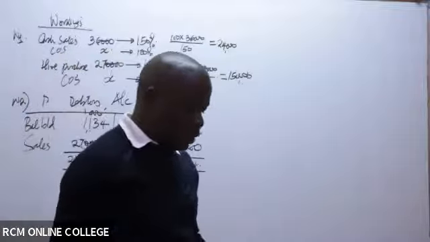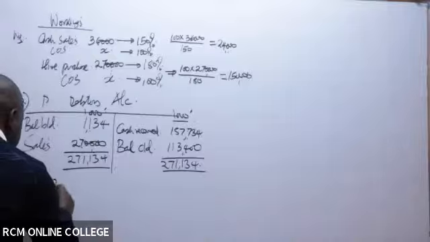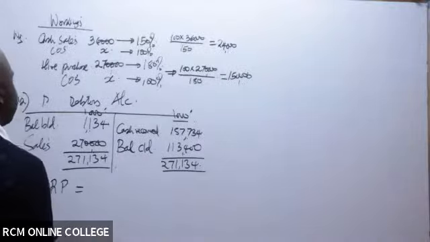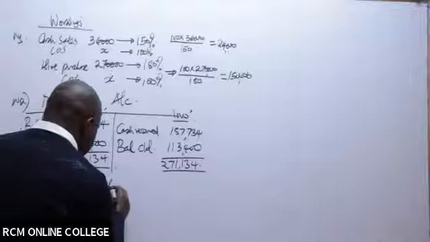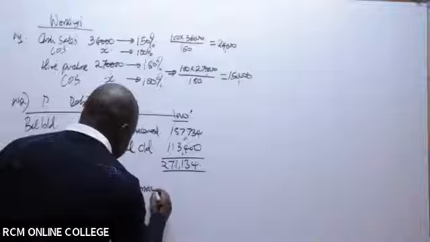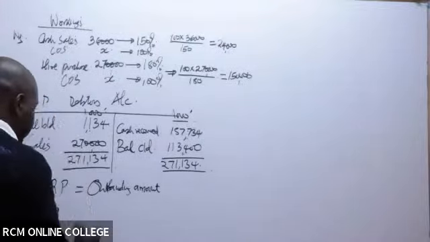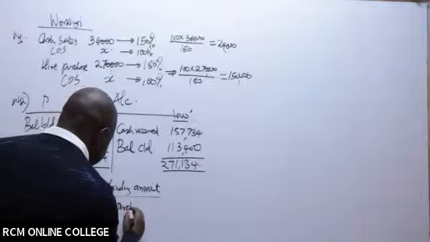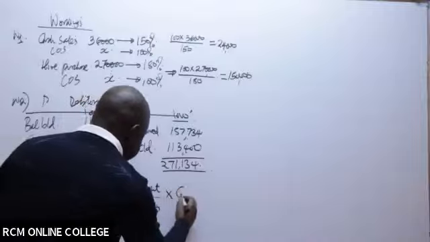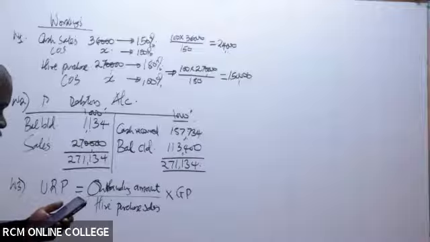If you can recall, when we looked at the computations, we said that to determine the unrealized profit under the sales method, the profit we haven't been able to recover from the debtors by the end of the year, you take the outstanding amount, you divide by the hire purchase sales, and you multiply by the gross profit.